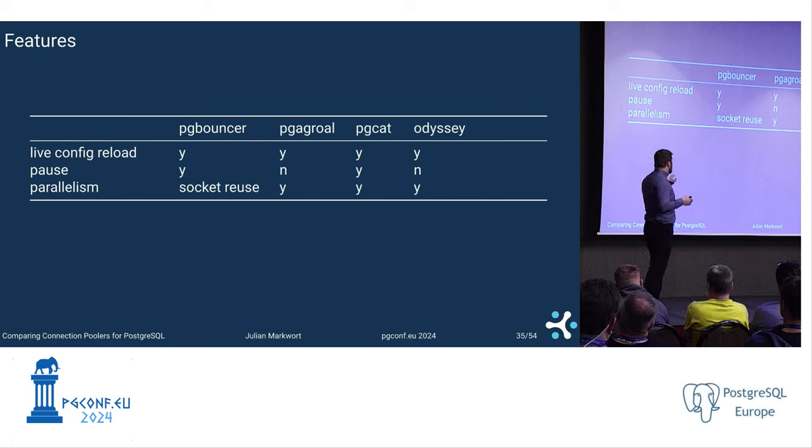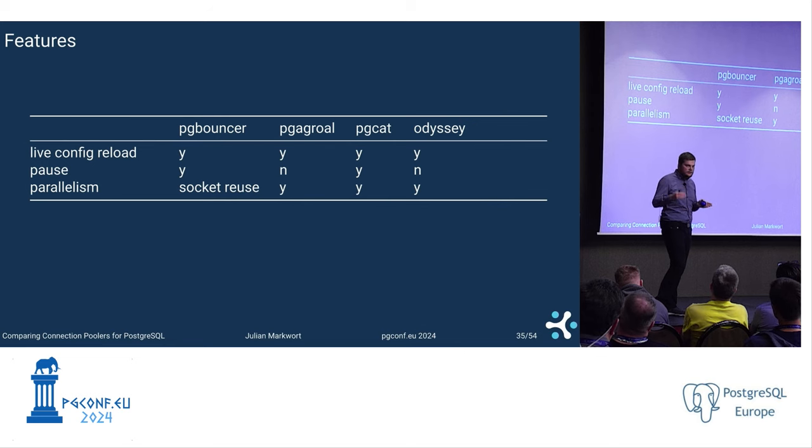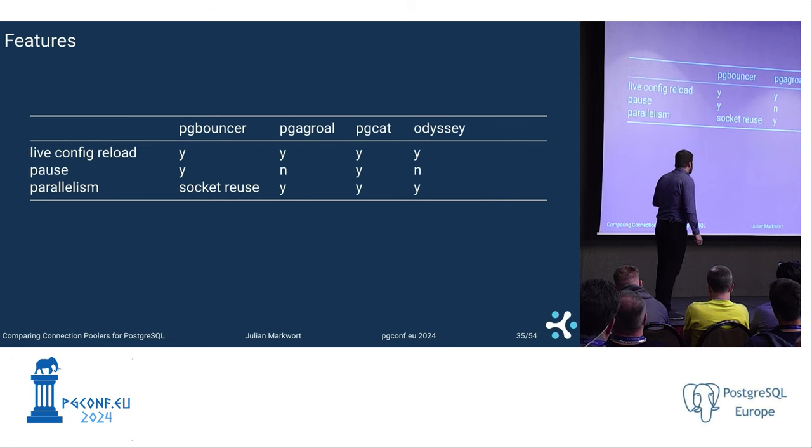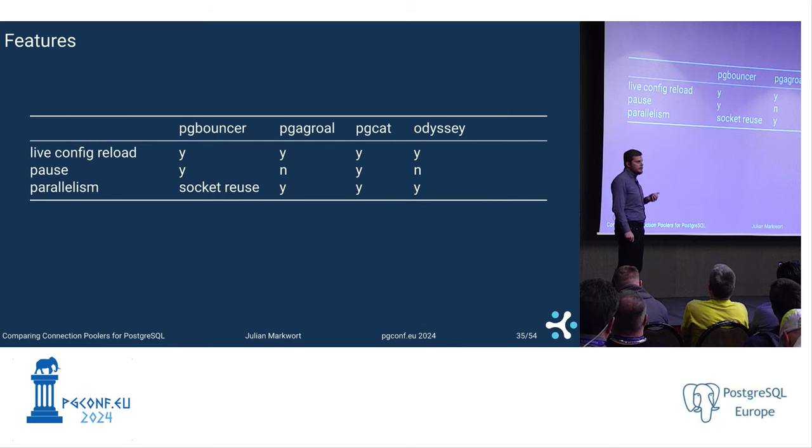This is something that only pgbouncer and pgcat use. The motivation for such a feature is that you can, using this, hide restarts of your PostgreSQL database server, or you can perhaps even hide failovers between a primary and a replica. And then the third feature in this list here is parallelism.